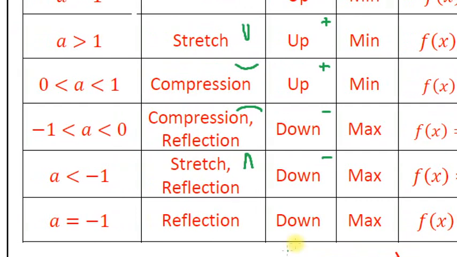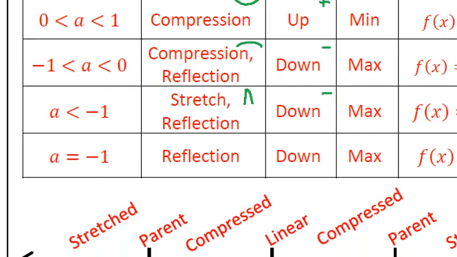And then what if a is equal to negative 1? Now all we have is a reflection. It's not a fraction. It's not between negative 1 and 0, so it's not going to be compressed. It's not less than negative 1, so it's not going to be stretched, so it's just going to be a reflection. There's no compression or stretch. It's just upside down, which means it's going to look kind of like the normal shape.